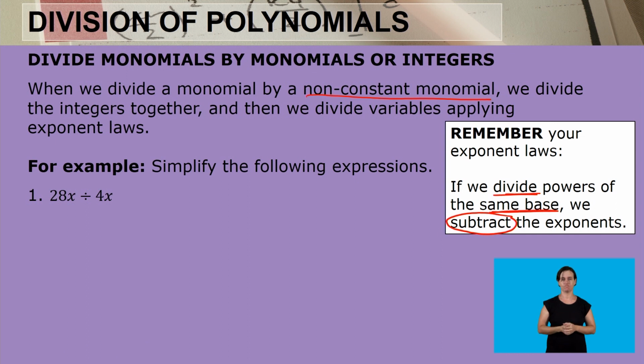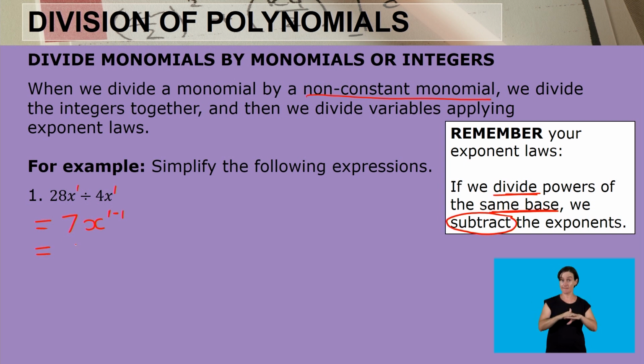So we have there 28x divided by 4x. Now we're going to divide the integers first. So what is 28 divided by 4? Well, 28 divided by 4, yes, if you are thinking that it is 7, then you are absolutely correct. Then what are we going to do with those variables? Well, we are going to divide those variables. They each have an exponent of 1. So we are going to now subtract those exponents. And why are we subtracting? Because we are dividing powers of the same base.